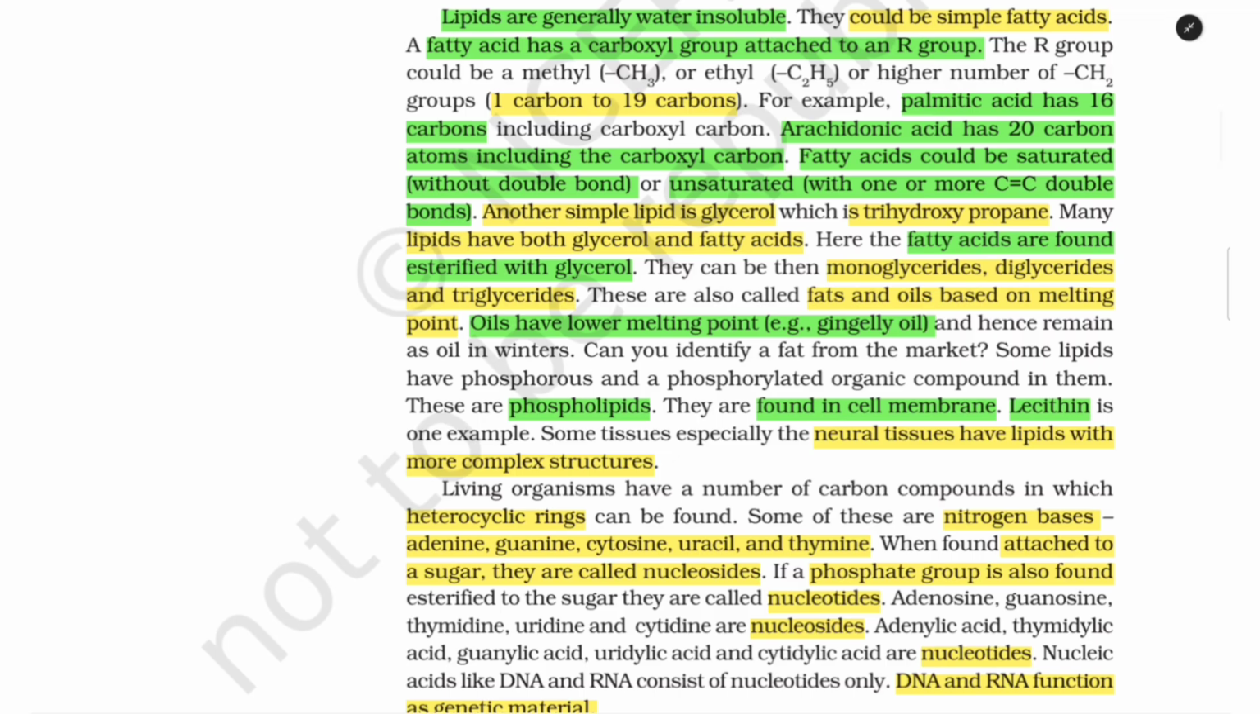Lipids are generally water insoluble. They could be simply fatty acids. A fatty acid has a carboxyl group attached to an R group. The R group could be a methyl, which is CH3, or ethyl, which is C2H5, or a higher number of CH2 groups, 1 carbon to 19 carbons. For example, palmitic acid has 16 carbons, including the carboxyl carbon. Arachidonic acid has 20 carbon atoms, including the carboxyl carbon. Fatty acid could be saturated, that is without double bond, or unsaturated with one or more carbon-carbon double bonds.